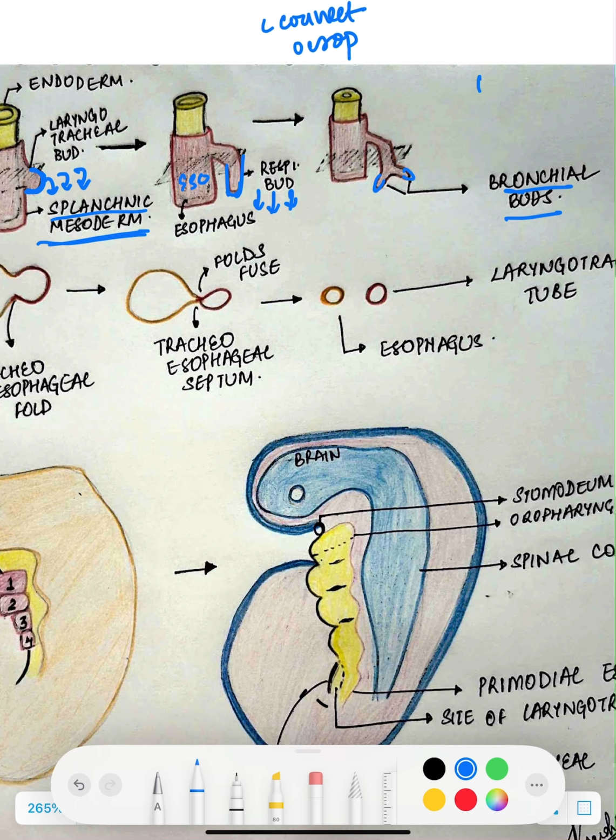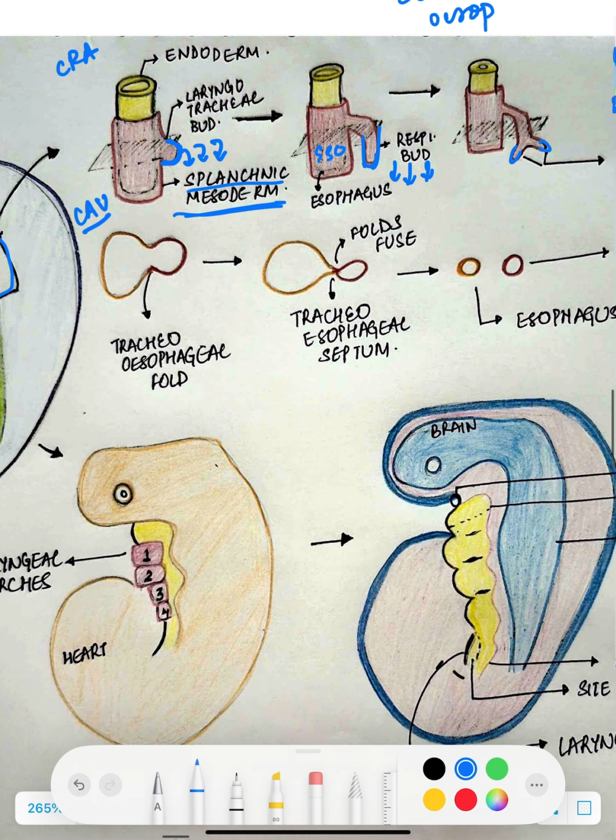Okay. So first we have the development of the larynx, then we have the development of this bronchial tree. Then we have the development of this bronchial tree, and further it leads to the development of the lung. Okay. This is when you're seeing through the front view.